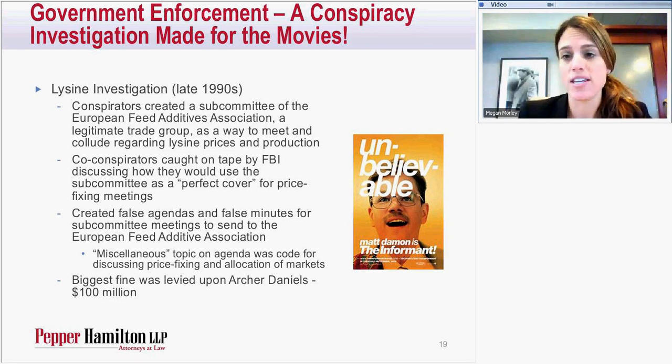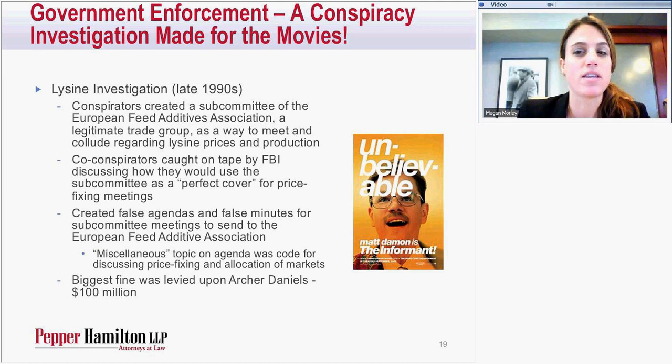And the conspirators in this conspiracy created a subcommittee of the European Feed Additives Association, which was a legitimate trade association group. But they created this subcommittee as a way to meet and collude regarding lysine prices and production. And what occurred via, as this movie is called, an informant, the FBI was able to tape meetings between these producers. And the co-conspirators were actually caught on tape discussing how they would use this sort of fake subcommittee as a cover for price-fixing meetings.